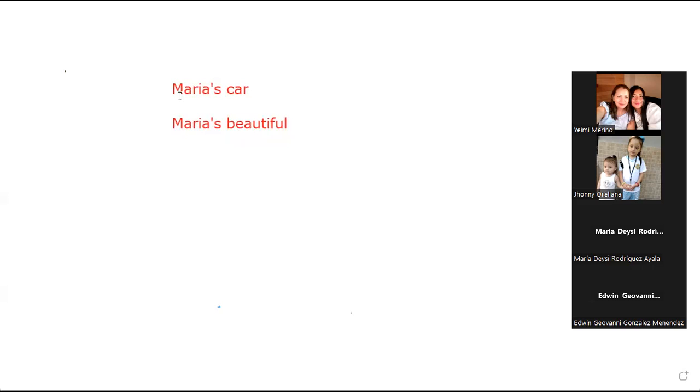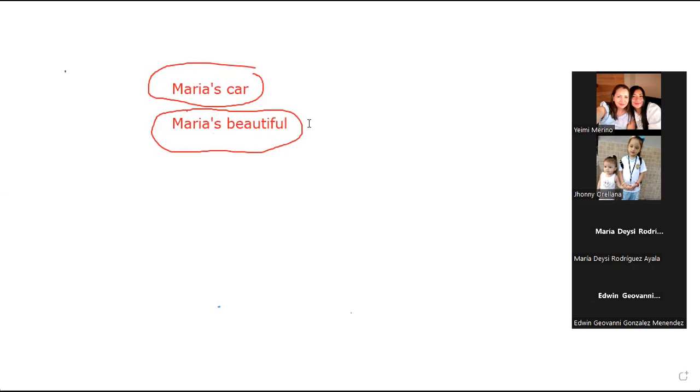La primera. ¿Será que estoy diciendo el carro que? De María. Carro de María. ¿Verdad? Que por lógica no va a decir María es un carro. ¿Ah? Pero sigo, María es beautiful. La belleza de María. Oh, María es hermosa. Yes, María es hermosa. How do I know that?